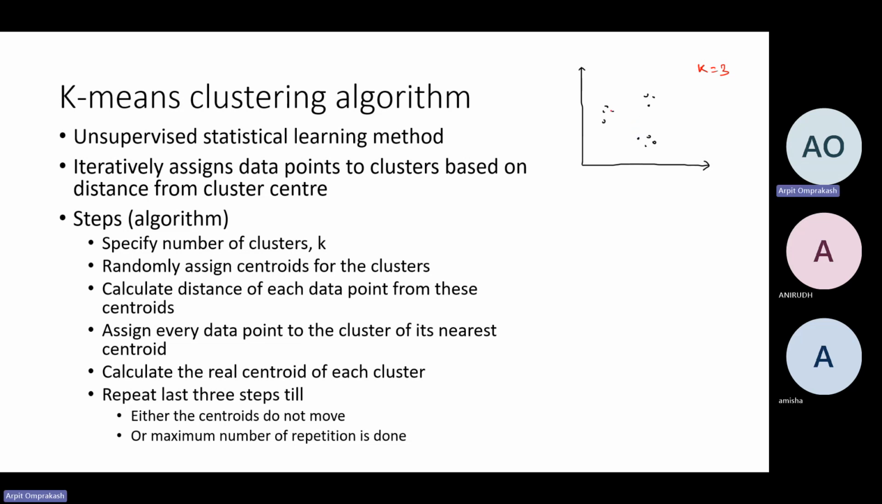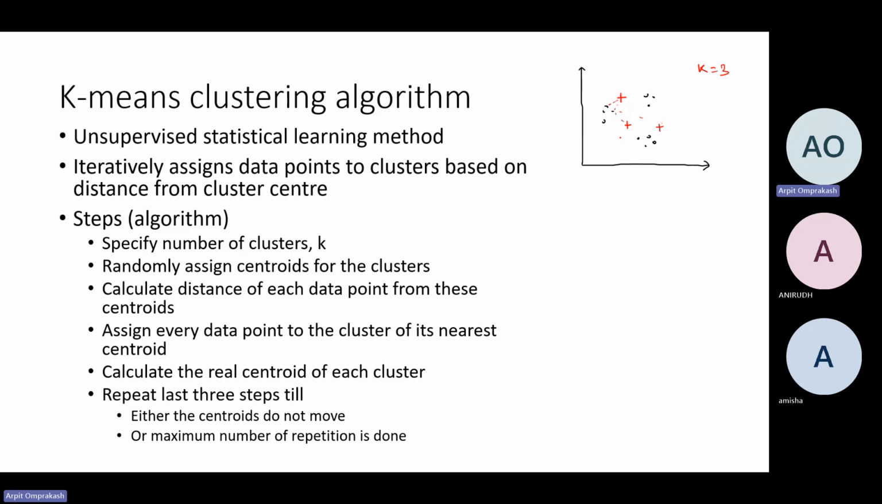Then you need to randomly assign some centroids. Since k is 3, we'll randomly assign 3 centroids. Let's say one is here, one is here, and one is here. Next, we need to calculate the distance of every data point from each of these centroids. So the distance between these two, these two, these two. For all these points, we have to do that.